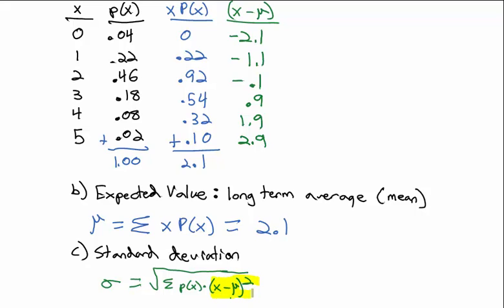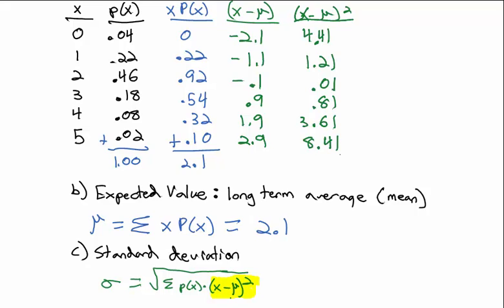Next part of the formula asks us to square that value. So x minus mu, squared. 2.1 squared is 4.41. Notice when we square, everything's positive. 1.1 squared is 1.21. 0.1 squared is 0.01. 0.9 squared is 0.81. 1.9 squared is 3.61. And 2.9 squared is 8.41.